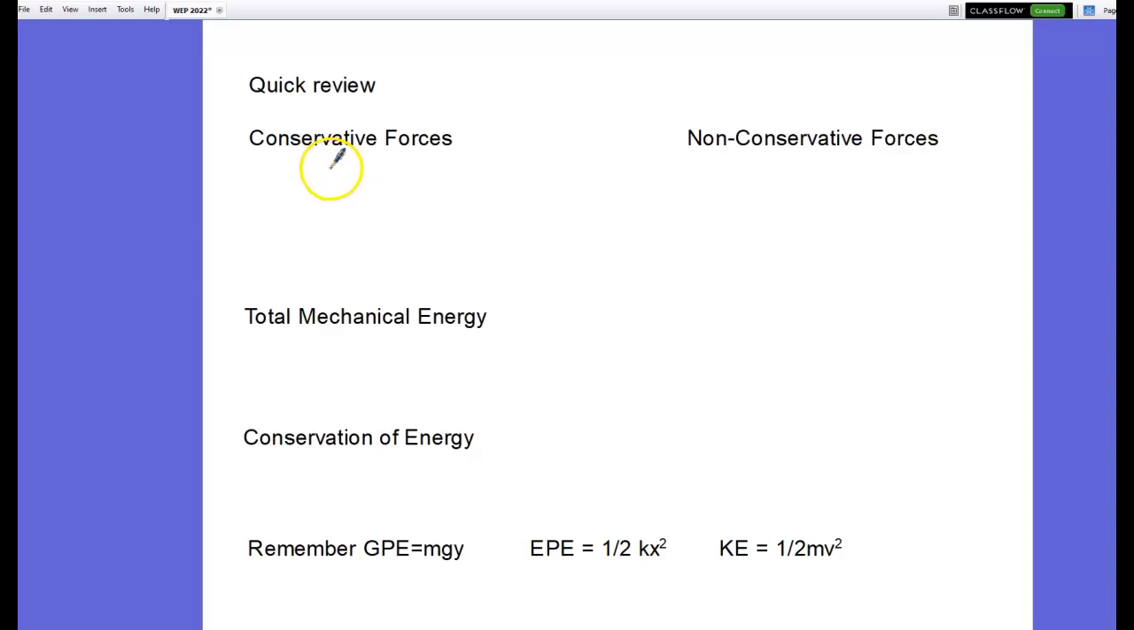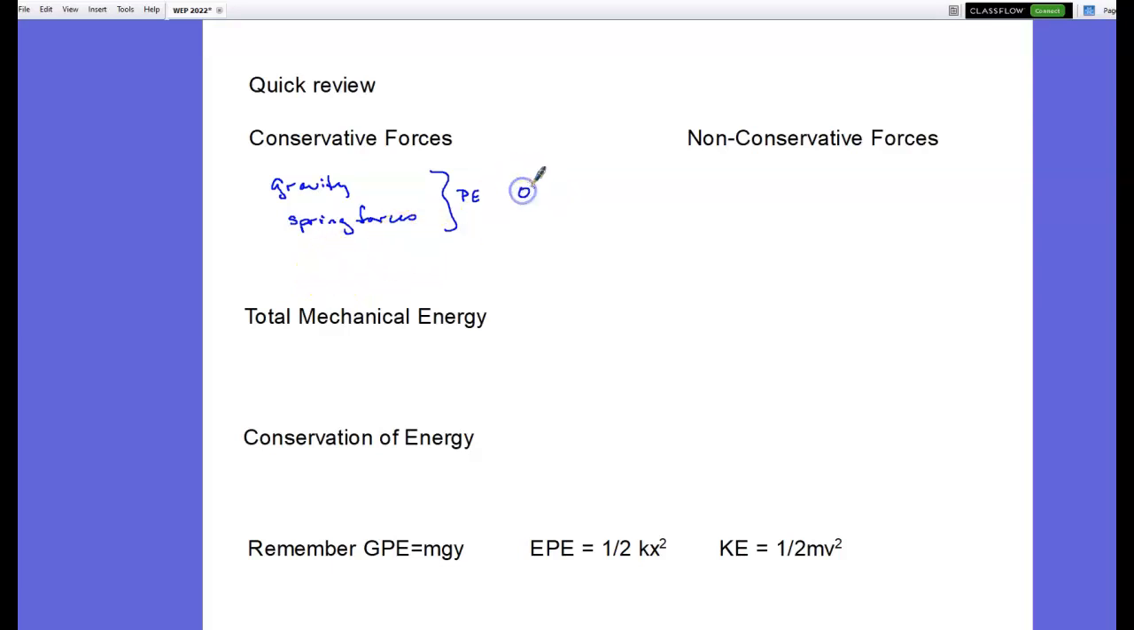Conservative forces are forces like the gravitational force and spring forces that are associated with potential energy. If it's a conservative force, there's going to be a potential energy associated with it. When a conservative force is exerted, it will change one type of mechanical energy into another type of mechanical energy.